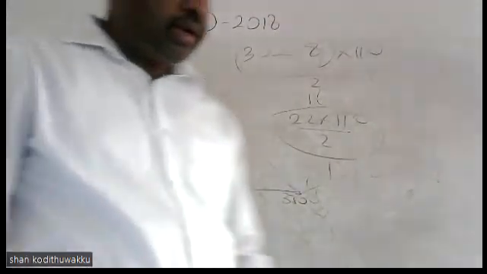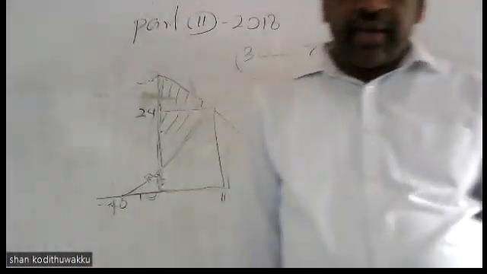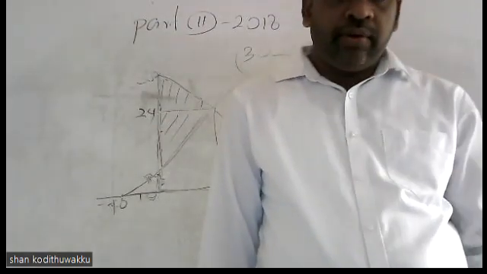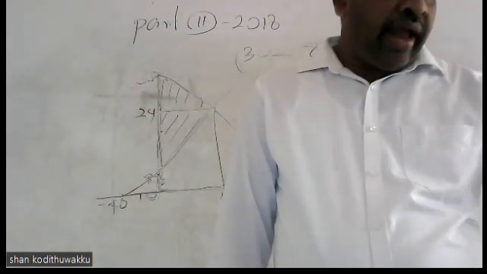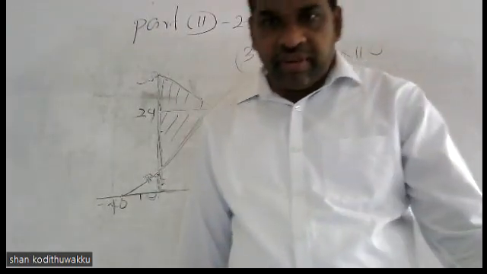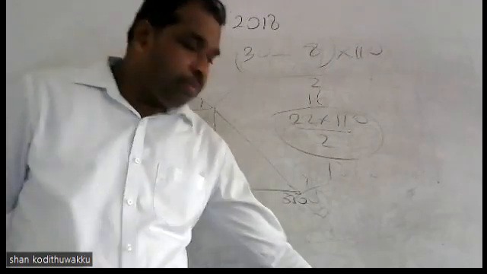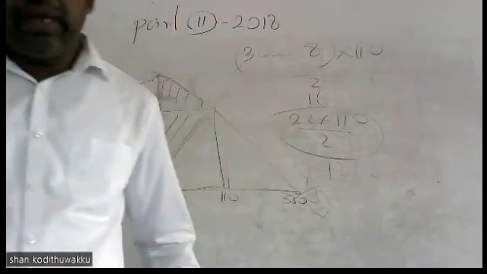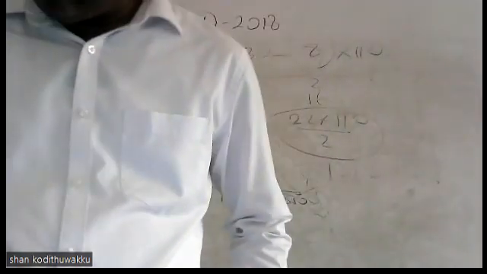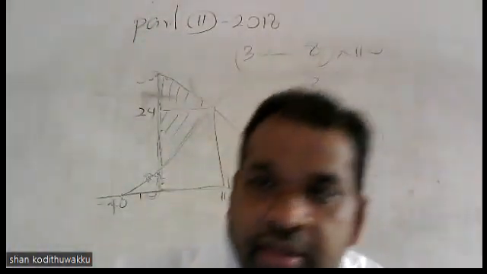2018, paper 2, part 1, question number 2, the last one, that is part E, producer surplus and consumer surplus. You have to understand producer surplus and consumer surplus, and you should be able to calculate producer surplus and consumer surplus.